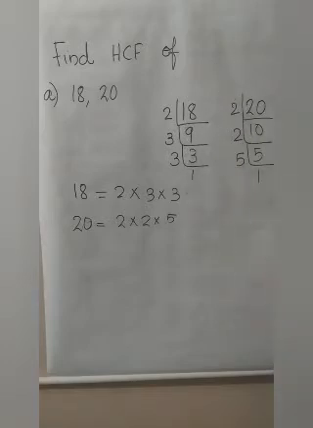Next, 20. 20 is also again what? An even number. You can start with 2. So 2 in 20, 10. Again 2 in 10, 5. 5 is a prime number, so write 5 itself, 1. Now check: 2 into 2, 4. 4 into 5, 20. So that 20 also is prime factorized.